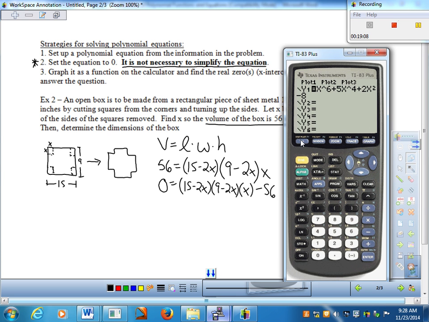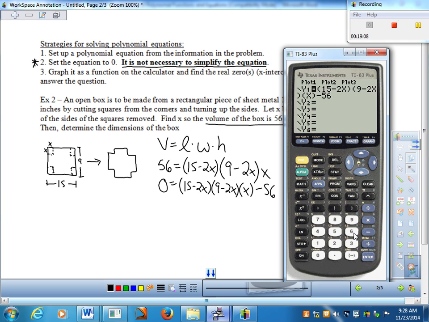Go to the y equals if you would. Clear that first one out. And exactly as I wrote it up on my board here, that's how I'm going to type it in. So (15 minus 2x)(9 minus 2x) times the height, which is x, and I'm just going to throw the minus 56 on the back end.